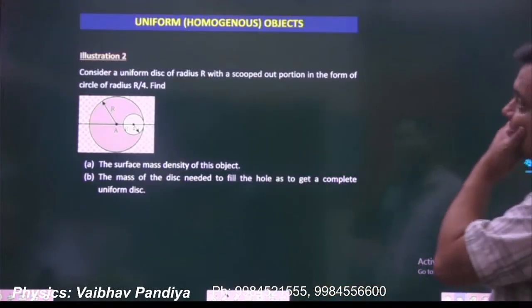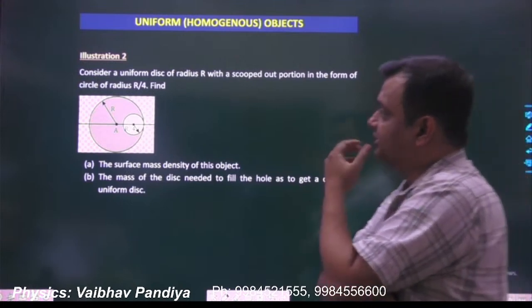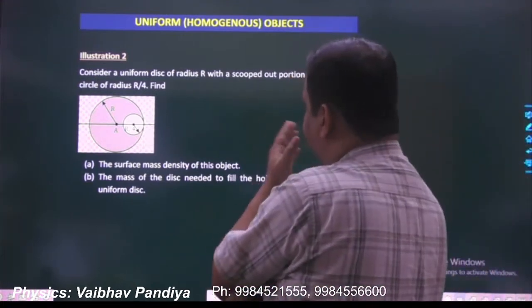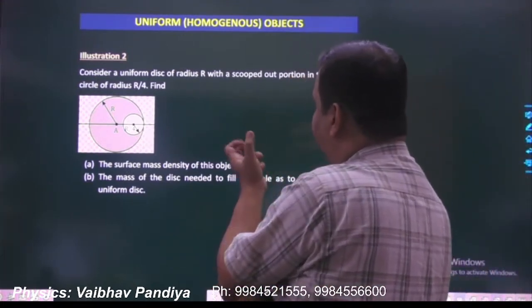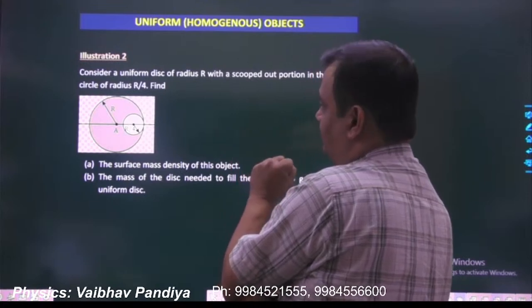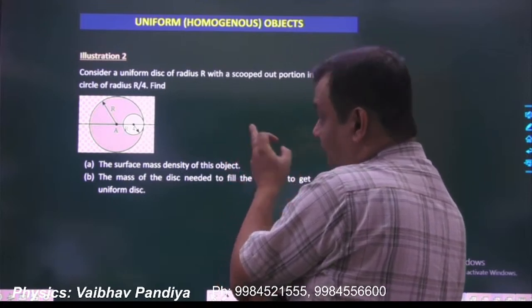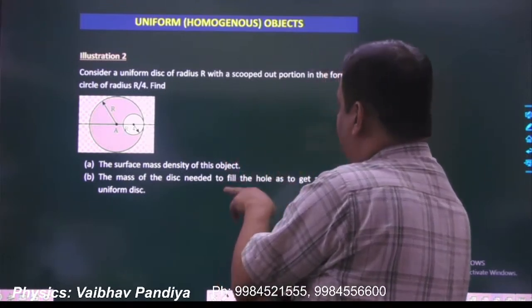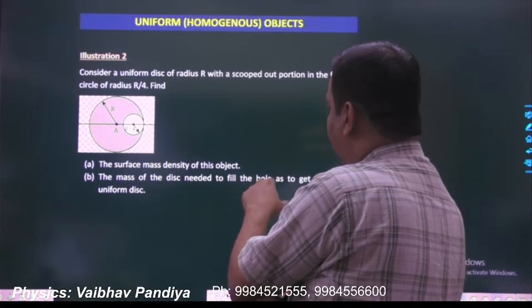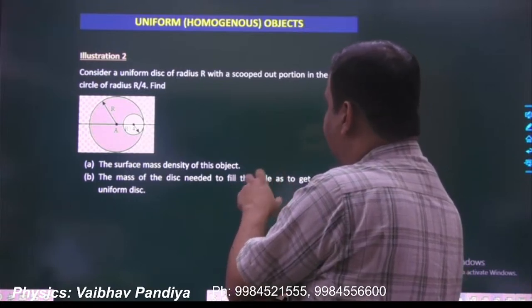Now see illustration 2. Consider a uniform disk of radius r with a scooped out portion in the form of a circle of radius r by 4. Find the surface mass density of this object. Find also the mass of the disk needed to fill the hole so as to get a complete uniform disk.